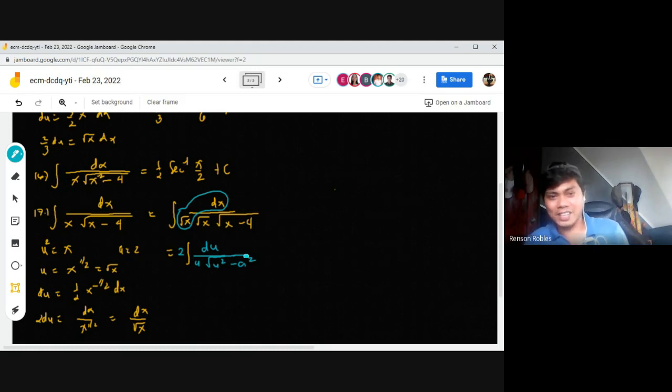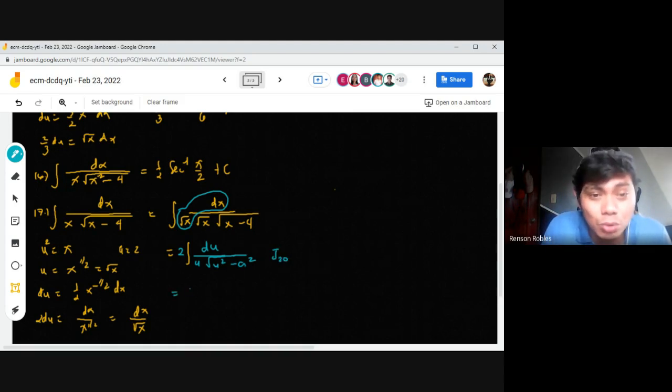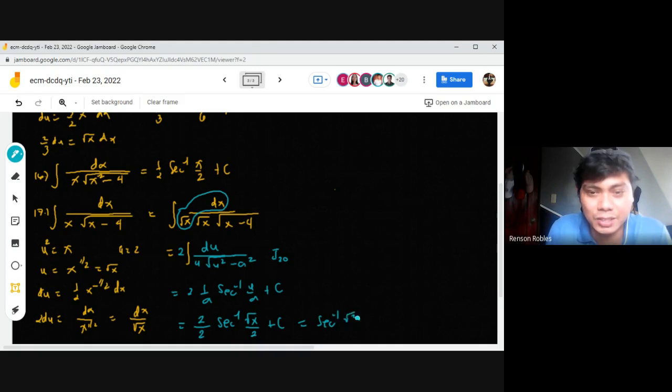Diba? Clearly, that's of the arcsecant, I-20. Nasa I-20 na tayo. Diba? So you now have 2, 1 over a, arcsecant, u over a plus c. And then you now have 2 over a, what's a? 2. 2 over 2, arcsecant, u, what is our u? Square root of x, over a, 2 plus c. So you'll have arcsecant square root of x over 2 plus c.